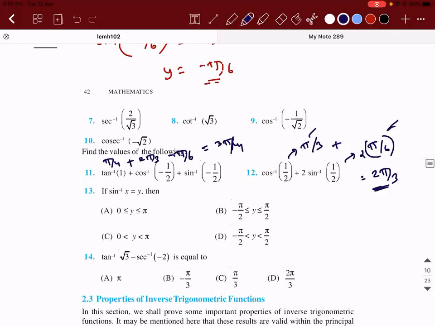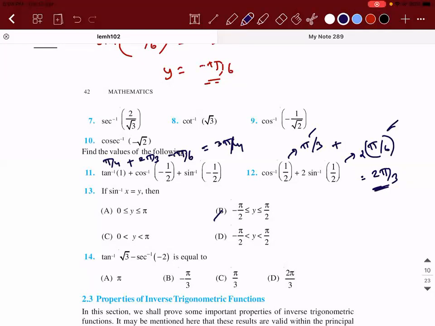Next one. Sin inverse x is equal to y. Then the value of y belongs to. They're basically asking you the definition of range. What is the range of sin inverse x? Option B, minus pi by 2 to pi by 2. Both are included. If you see B and D are closer, but what is the difference? Inclusion. Right?